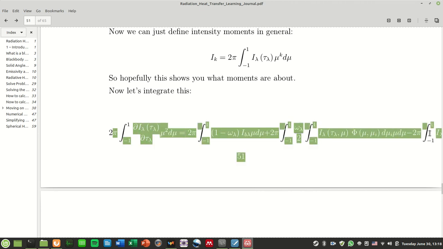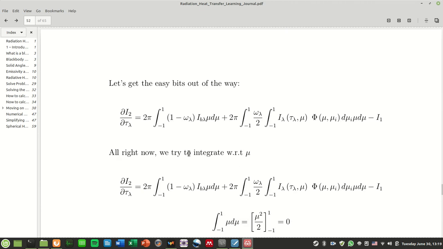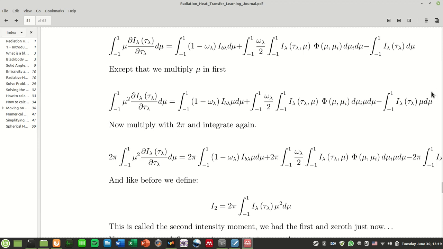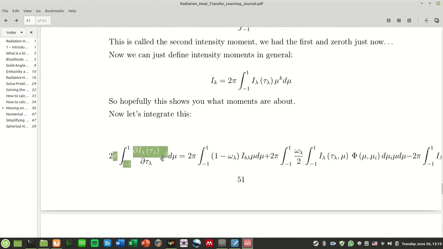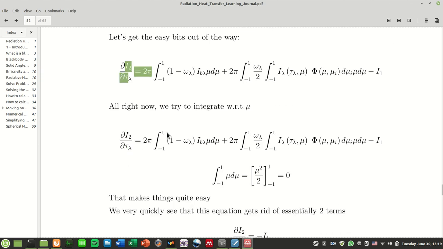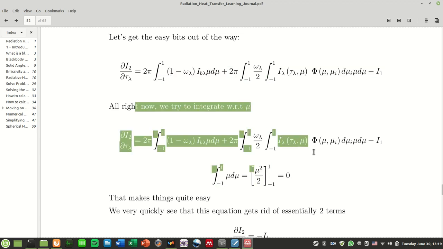Let's first get the easy bits out of the way. First is this last term here. I'm sorry, this is kind of spilling off the page. But this one comes out first: I lambda tau lambda mu d mu. This is actually the first moment, which we will see on the right hand side. The second moment will be on this end over here. And we repeat the whole process again.